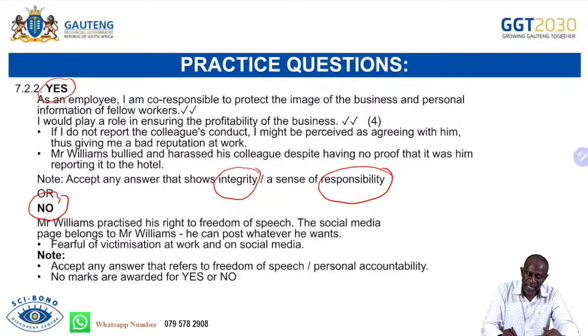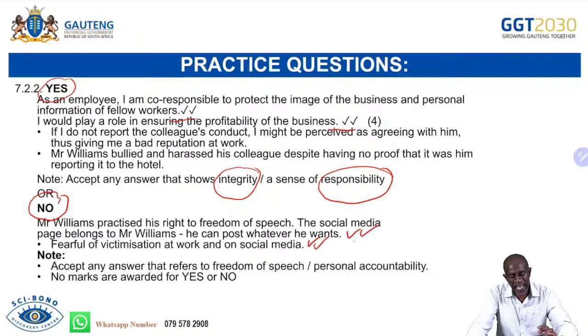Again, here, as I've indicated, there are no ticks. So look at where the ticks are allocated in a yes. But if you happened to have chosen a no and write that Mr. Williams practices his right to freedom of speech, the social media page belongs to Williams, he can post whatever he wants, you'll be allocated 2 marks. And fearful of victimization at work and on social media, so it will be another 2 marks.